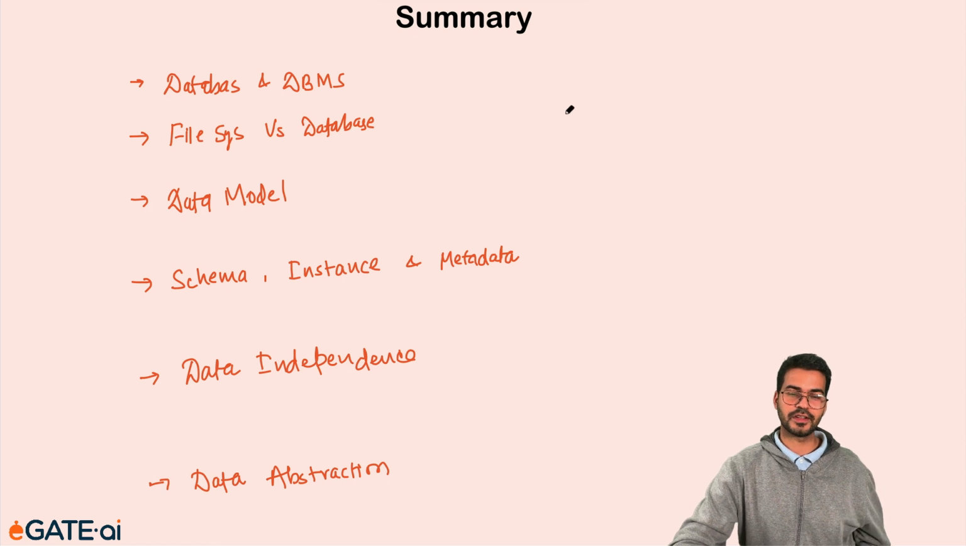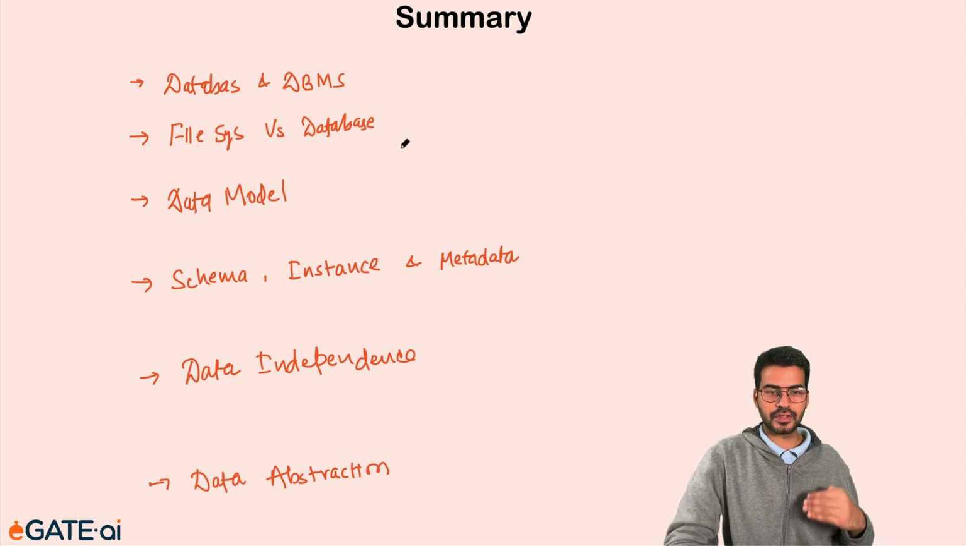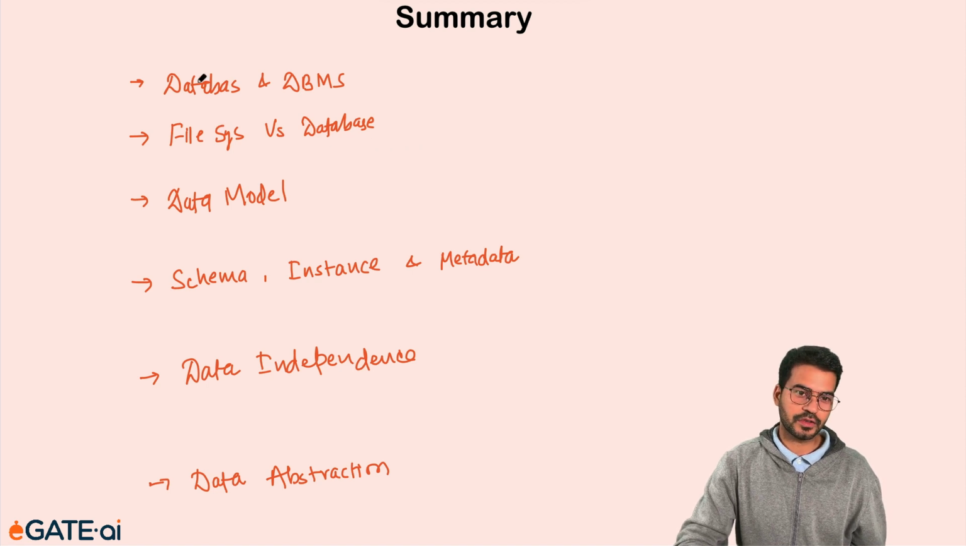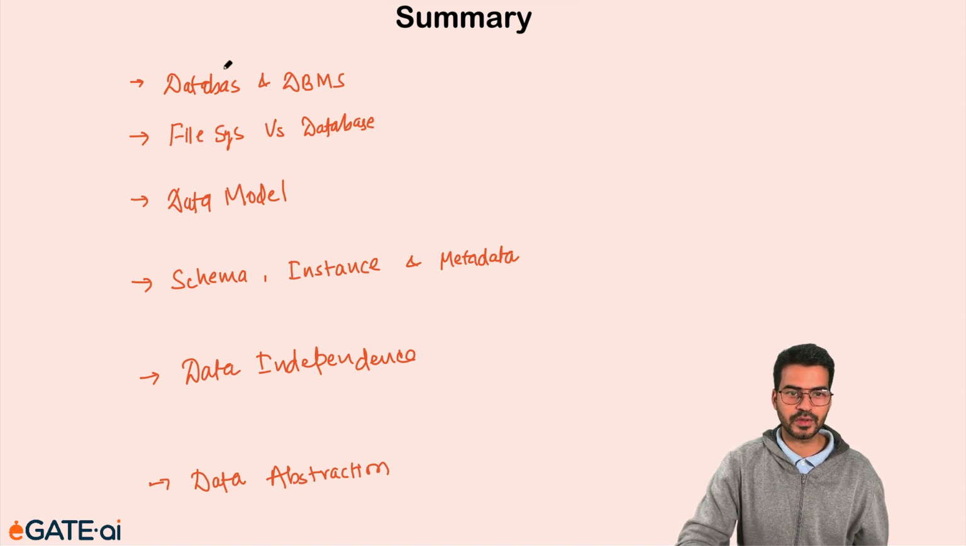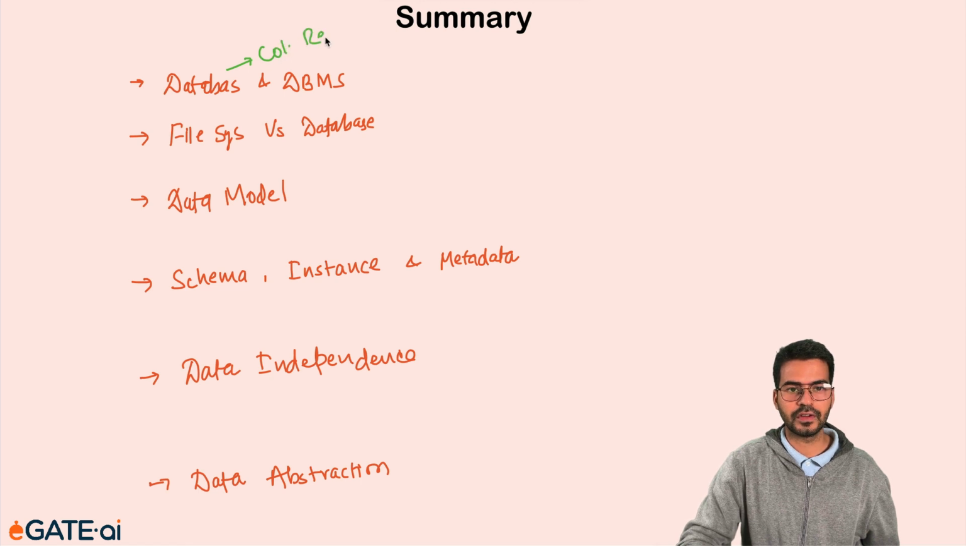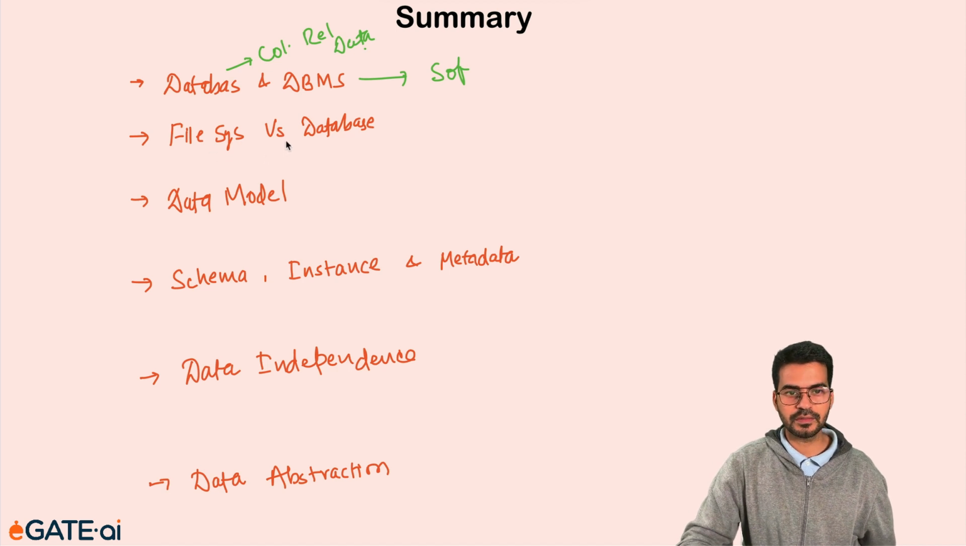This is the last lecture of the introduction topics, and in this lecture we are going to go through the summary of all the topics we have studied very quickly. So the first one was database and DBMS. If you recall, a database was a collection of related data, while a DBMS is a software to manage this data. Now we studied file system and database system and the differences.